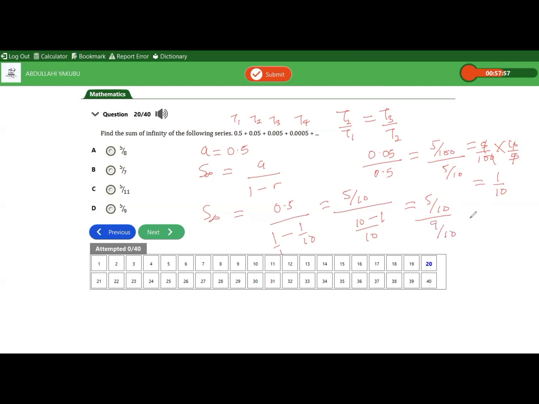Like what we just did, division of fraction by fraction, I'm going to have 5 over 10 multiplied by 10 all over 9. 10 cancels 10, that will end up having 5 all over 9 as the sum to infinity. So the correct option here is 5 over 9, which is what? Option D. Are we clear?